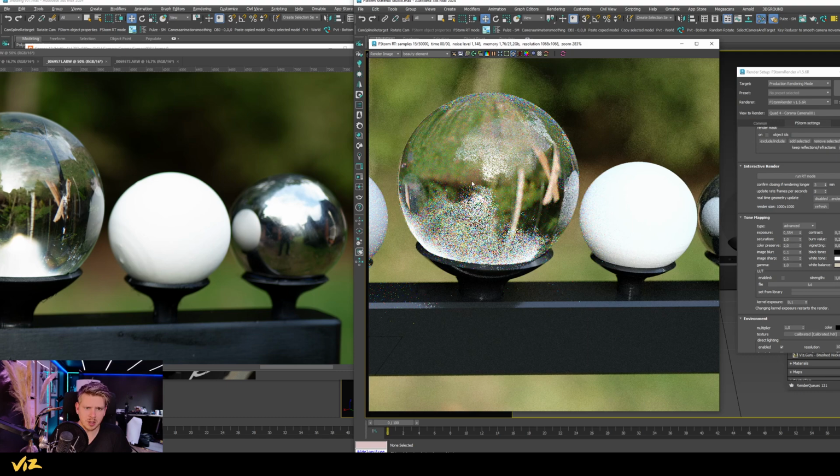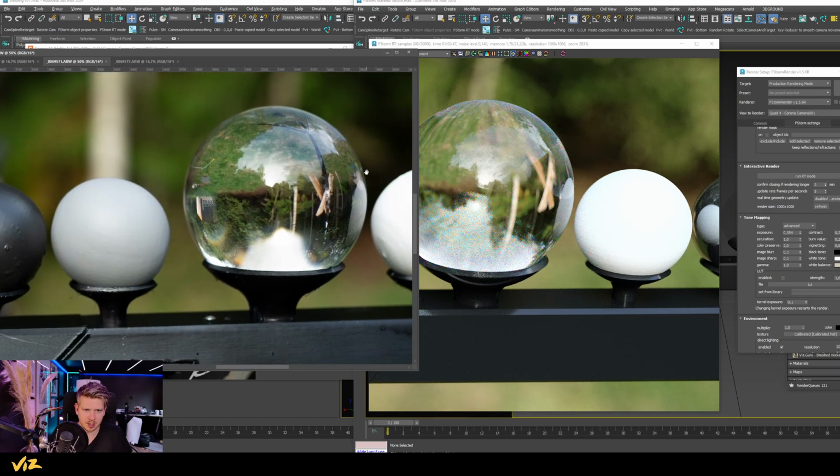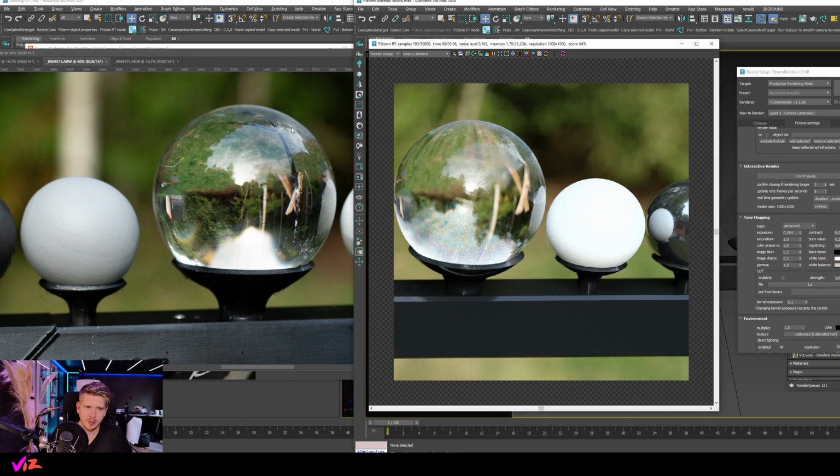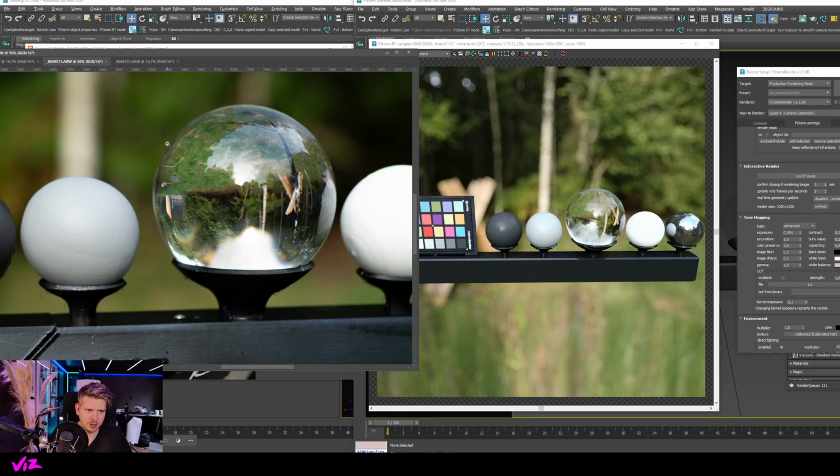Looking good. So the only thing I'm not happy about here is actually the orb, which looks a lot different, but in the other angles, it looked very good. So make of it what you will.